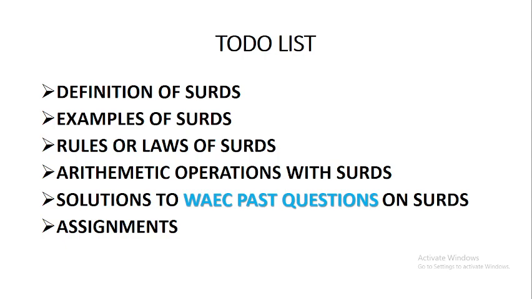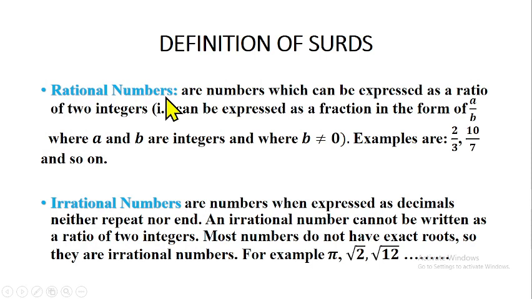Now let's first of all define what SOD is all about and how it came to be. As you know, in mathematics we have different types of numbers, such as whole numbers, decimal numbers, integers, and different types of numbers. Some of those numbers are rational numbers and irrational numbers. So we have rational numbers and we also have irrational numbers.